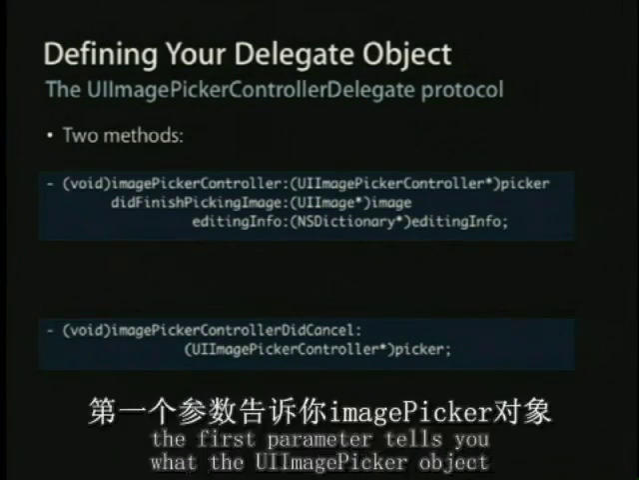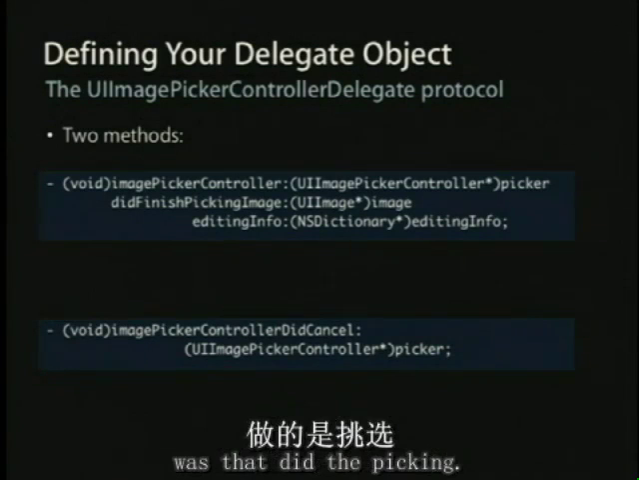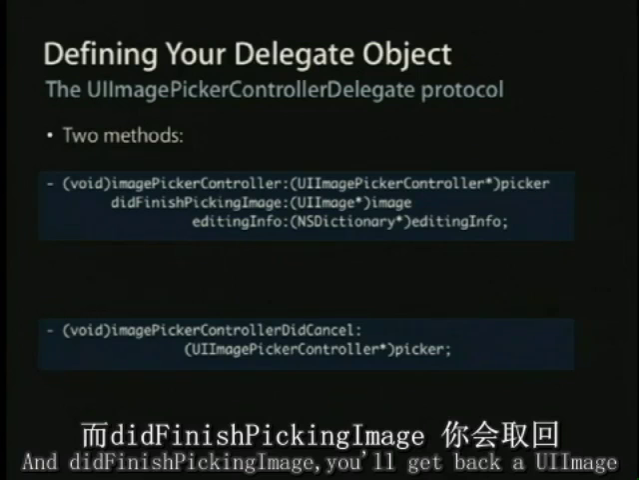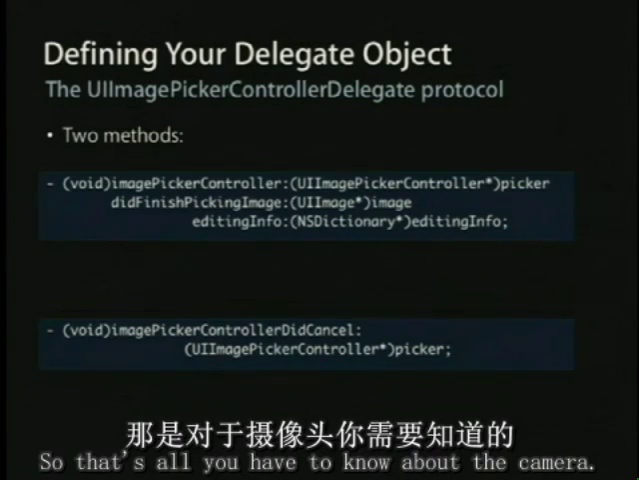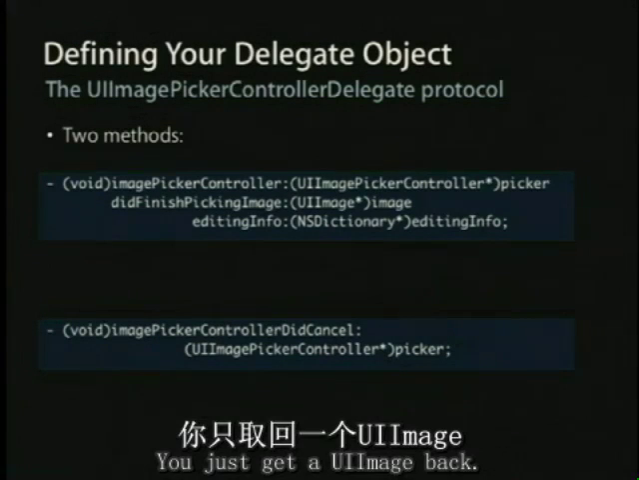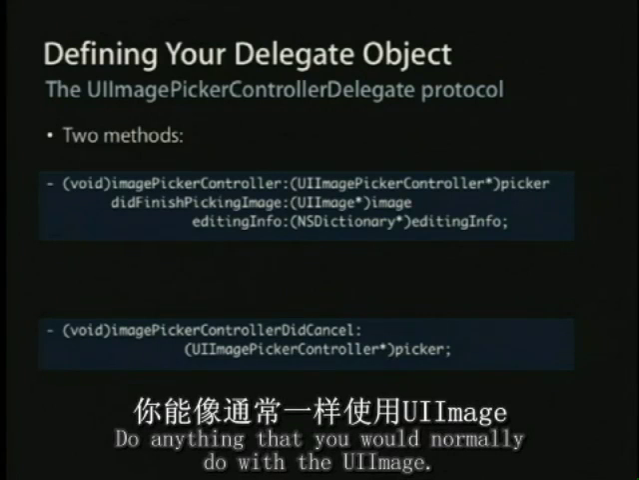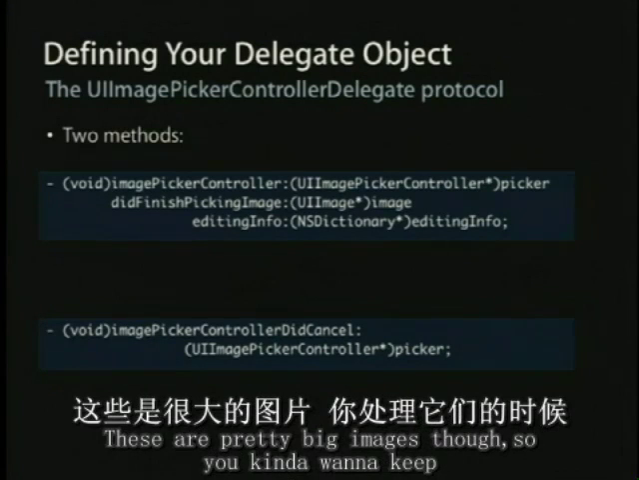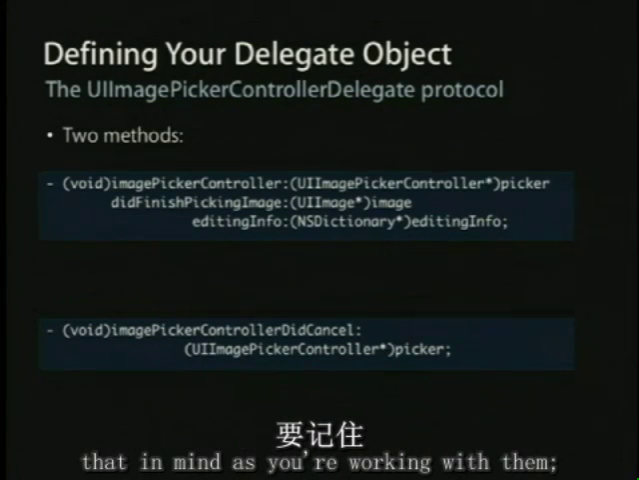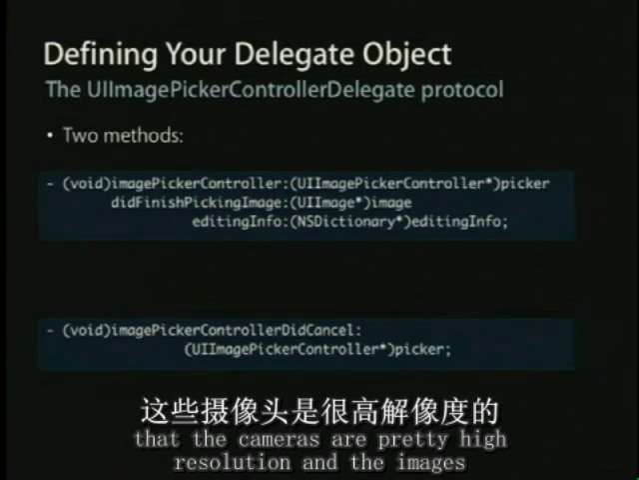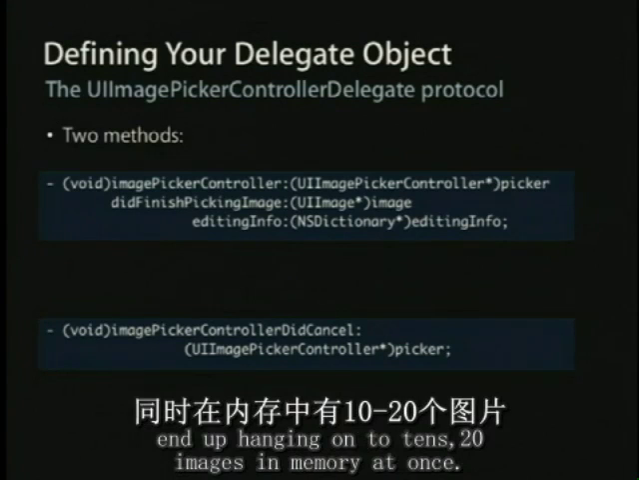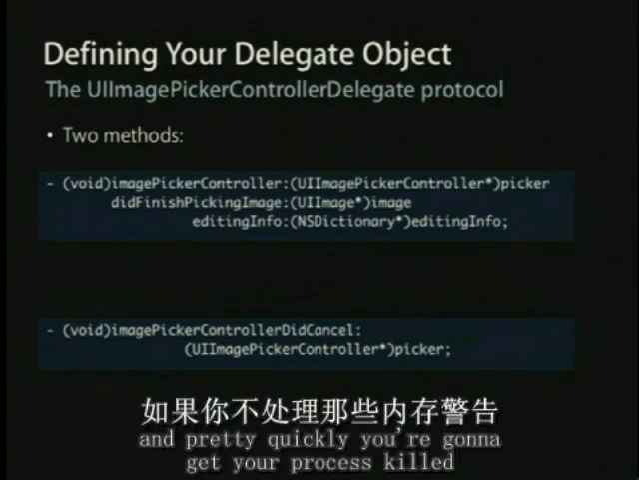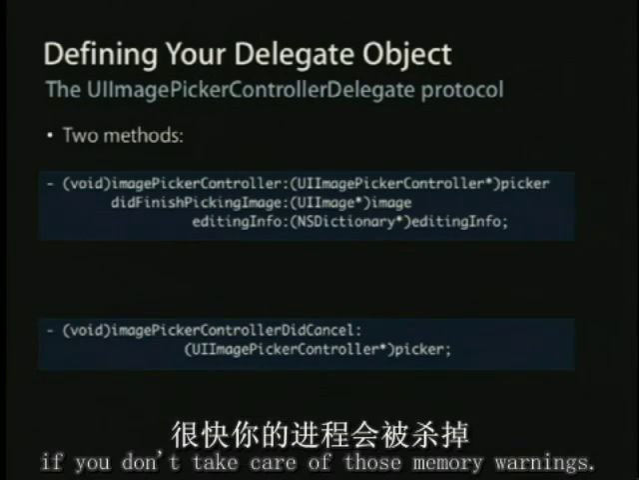So imagePickerController, obviously the first parameter tells you what the UIImagePickerController object was that did the picking. And didFinishPickingImage, you'll get back a UIImage that is the image the user took. So that's all you have to know about the camera. You don't need to know specific details of the formats. You just get a UIImage back. You can write it to a file, do anything that you would normally do with a UIImage. These are pretty big images, though, so you kind of want to keep that in mind as you're working with them. The cameras are pretty high resolution, and the images that they produce are quite large, and they take up a lot of memory. So you probably don't want to end up hanging on to 10s, 20 images in memory at once. You're going to start getting memory warnings, and pretty quickly going to get your process killed if you don't take care of those memory warnings.